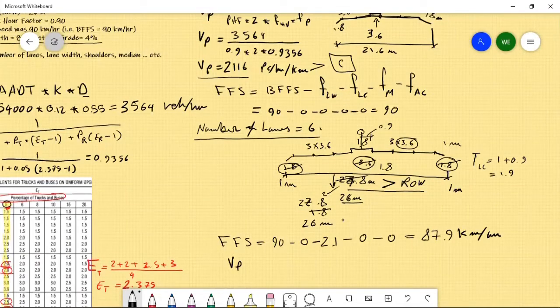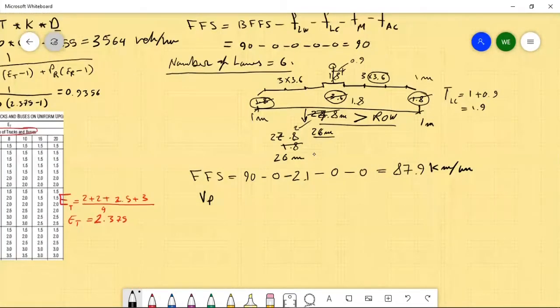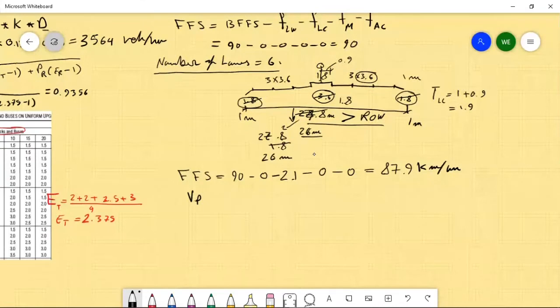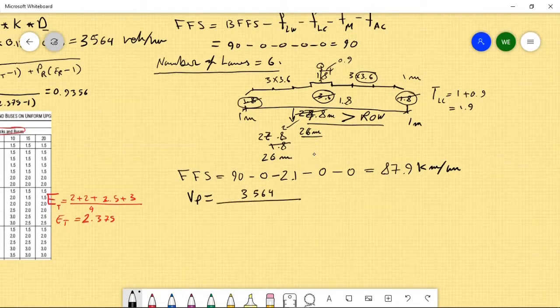Let's check and see our new VP. VP in the new case will be the directional design hourly volume, which was 3,564 divided by peak hour factor 0.9 multiply 3 multiply 0.9356 equal.